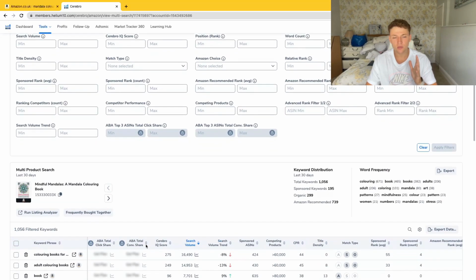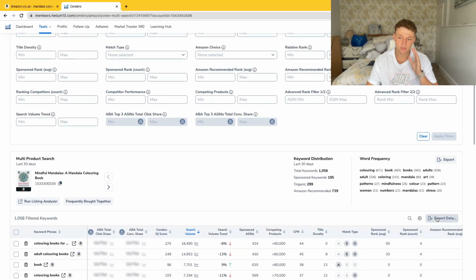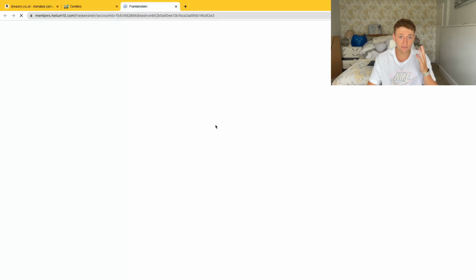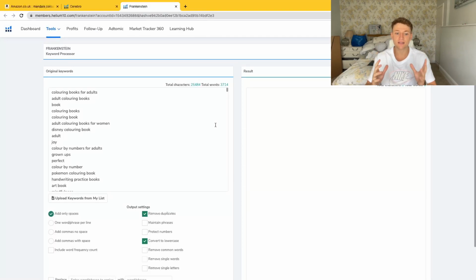And now what you can do to find short tail keywords for your books is just go to this button here where it says export data and then just press export to Frankenstein. Now this is a really, really powerful piece of software from Helium 10 and it's the third thing that I'm going to show you in this website, and that is Frankenstein. And Frankenstein basically allows you to sort and manage all of these keywords into really easy to understand data that you can put straight into your backend keywords.